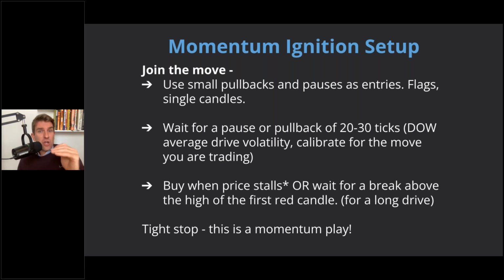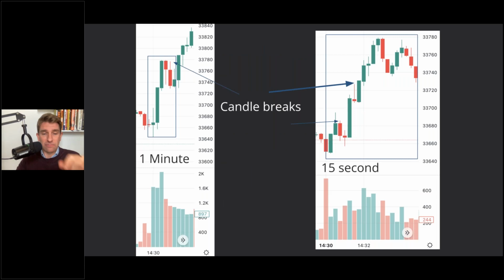Often then it starts to go, you see it rolling back, sets green then red, 20-30 ticks pullback, starts to come back up. By the time you see it, maybe it's 5, 6, 7, 8, 10 ticks, boom, there's your trigger. Buy when price stalls, or wait for a break above the high of the first red candle for a long drive. Let me show you that one because that one's quite nice.